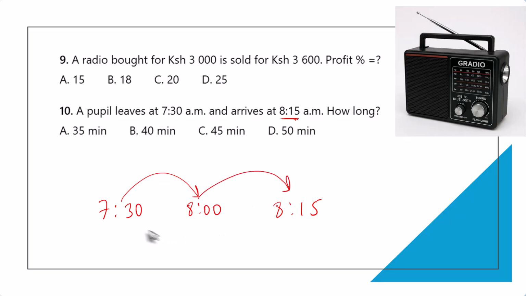Now, 7:30 to 8 o'clock is 30 minutes, isn't it? Because it's half past. That's going to be 30 minutes. And then 8:00 to 8:15 is 15 minutes. And then all we need to do is add them. So if we add 30 plus 15, the answer is going to be 45. So this pupil took 45 minutes. All right. That's how to do that one.